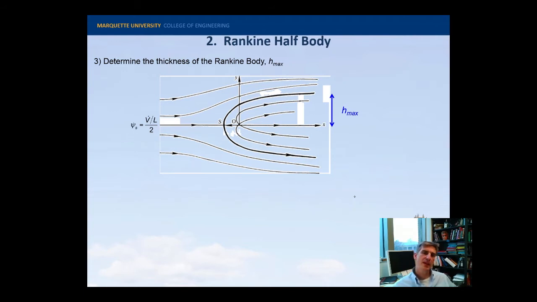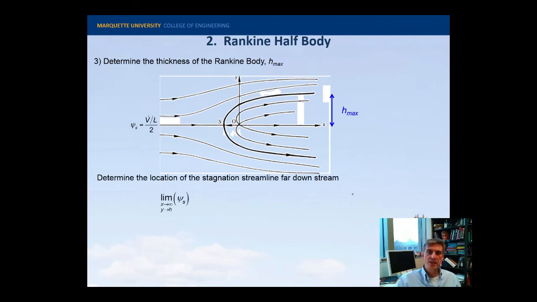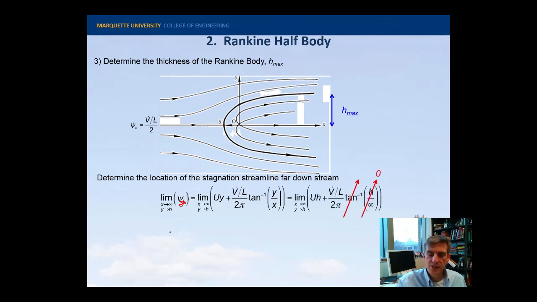All right, so determine the thickness H max far downstream. Well, what we want to do is go far downstream. So it seems like the easiest thing to do is ask what's the y location of the stagnation streamline as x goes to infinity. So I can set up this limit. I'm saying here's the stagnation streamline. Let x go to infinity, and then let y go to h, and that would be our height above the x-axis. So I'll take the limit as y goes to h, and as x goes to infinity.